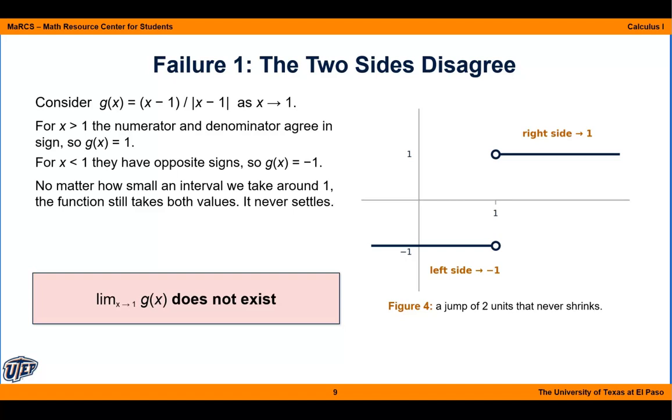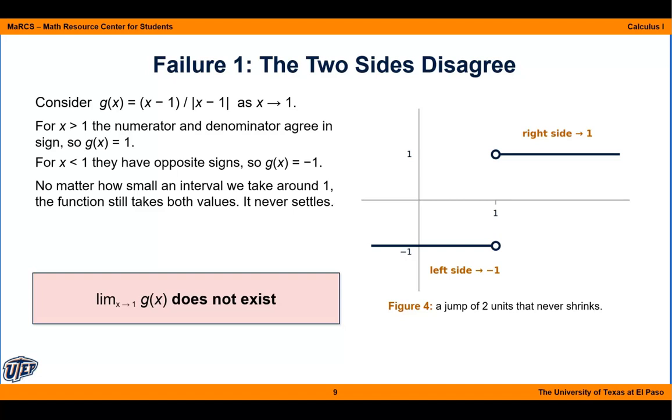Our first example involves a function whose behavior changes at x equal to 1. To the right of 1, the numerator and denominator have the same sign. Look at g of x. Therefore, the function value is 1. To the left of 1, the numerator and denominator have opposite signs. Therefore, the function value is -1. This creates the jump shown on the graph.